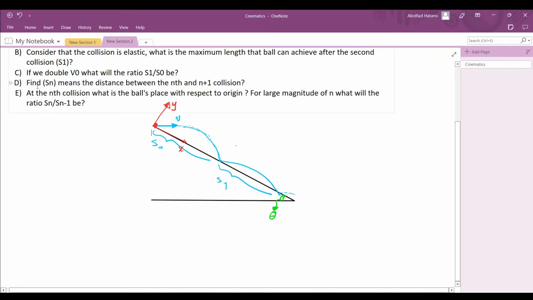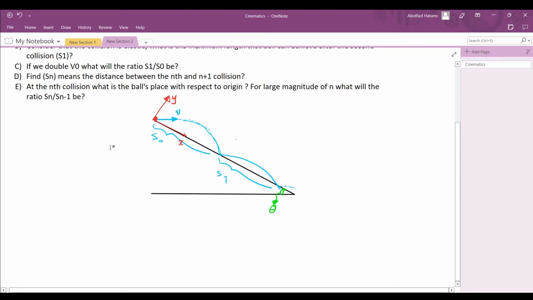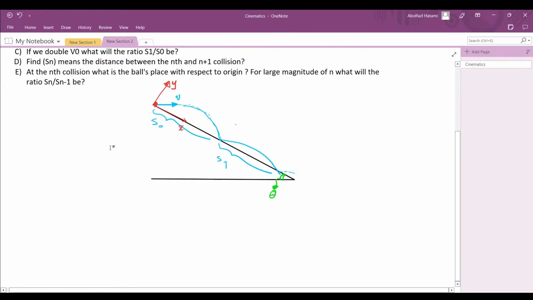Part E is: at the nth collision, what is the ball's place with respect to the origin? This is the origin, which we drew in the picture. For large n, what will the ratio Sn divided by Sn minus 1 be?